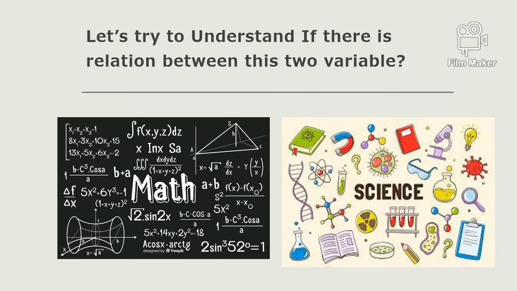Let's try to understand if there is a relation between these two variables, math and science. We consider that science involves problem solving. So it can be a relationship, no correlation, or negative correlation. But others say it is more of a positive correlation.